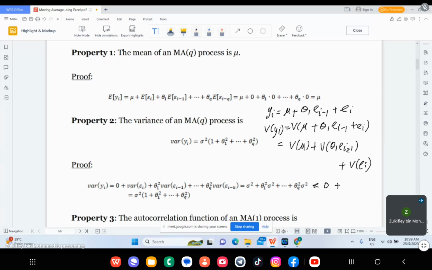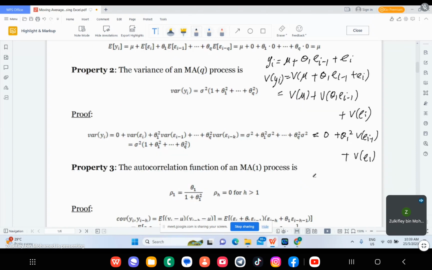Plus the variance of theta 1 epsilon I minus 1, you can put as theta 1 square, variance of epsilon I minus 1, plus the variance of epsilon I. Now this will give me the answer of 0 plus theta 1 square.